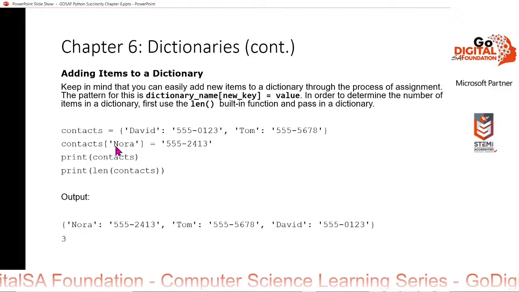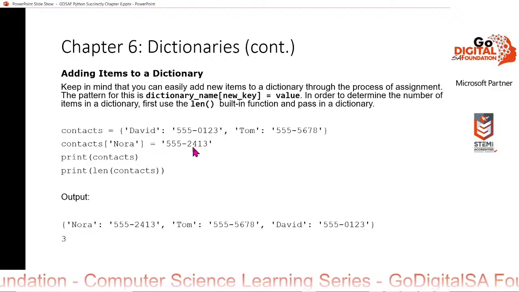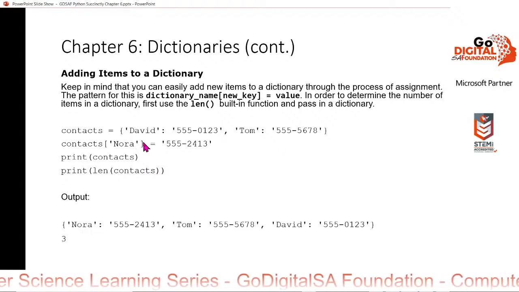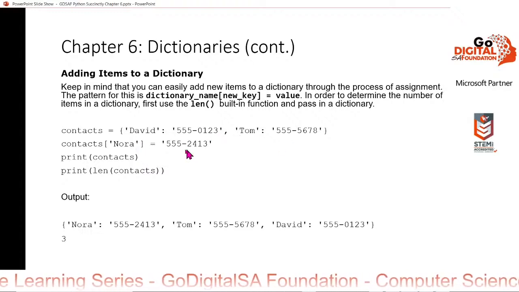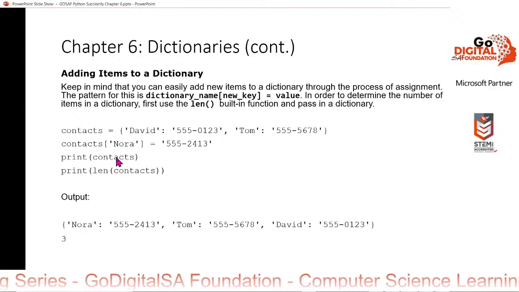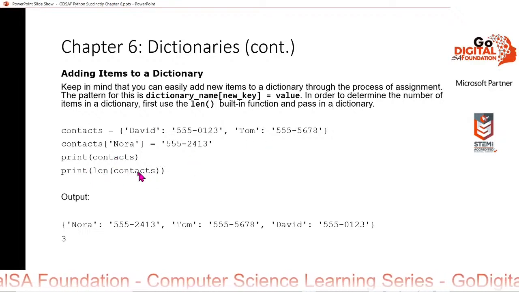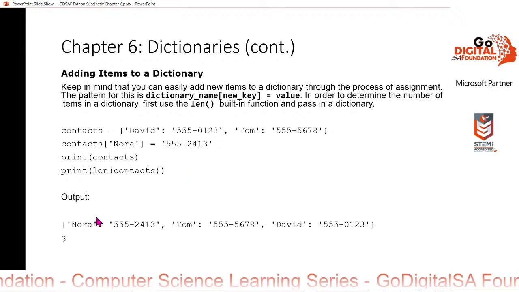If we then say contacts Nora equals this, this is adding a new item to this dictionary because Nora doesn't exist yet. So if we print contacts, we'll see all three, and if we print len, then this should print 3.